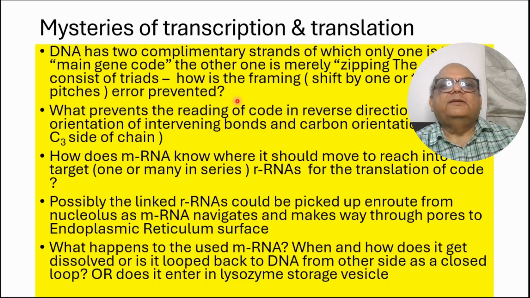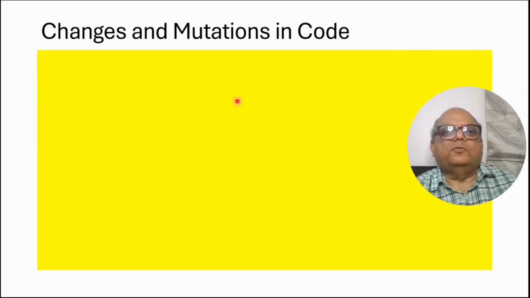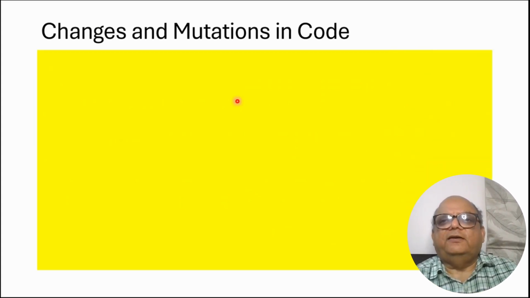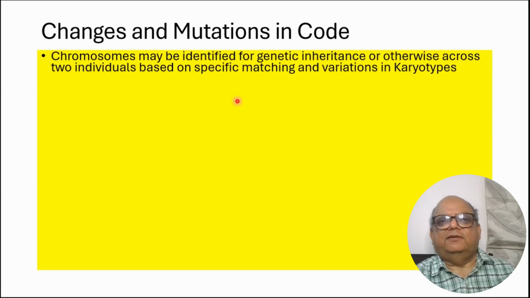Now, some mutations and changes in the genetic code have been studied by scientists, of course. So chromosomes may be identified for genetic inheritance and otherwise according to the individual. So genetic mapping is done between offspring, siblings, and parents and child for proving that they have a heredity relation. So yes, of course, it is used, but that is a statistical kind of thing. Okay, matching.